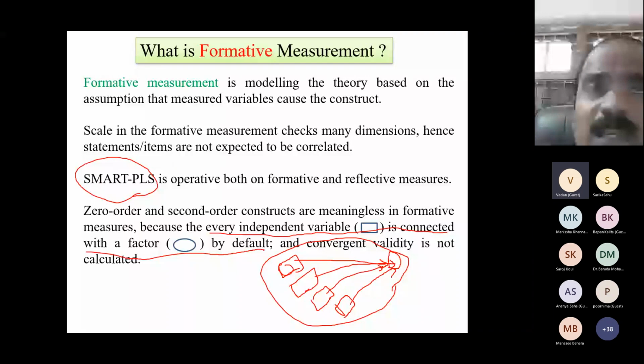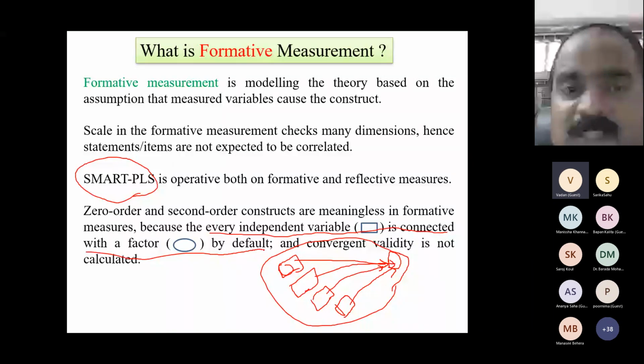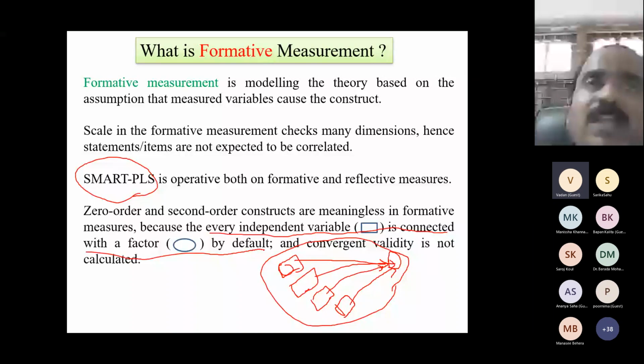But in AMOS, what is happening? Arrow marks are drawn from the latent variable to the indicator. But in the formative measurement, the arrow mark will be drawn from the indicator to the latent variable. Very simple. The underlying assumption, the underlying theory, I have already said. Do not worry. If your literature substantiates that attitude is causing satisfaction, then you have to adopt formative. If you do not find such a thing, then you should not go for formative.